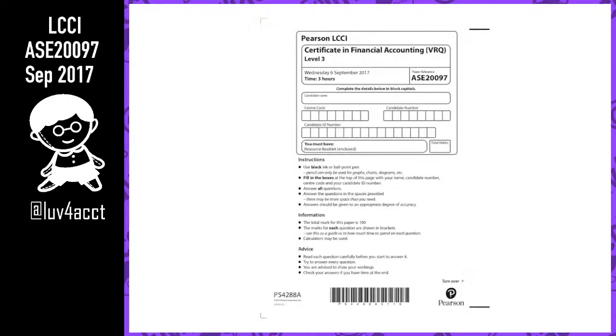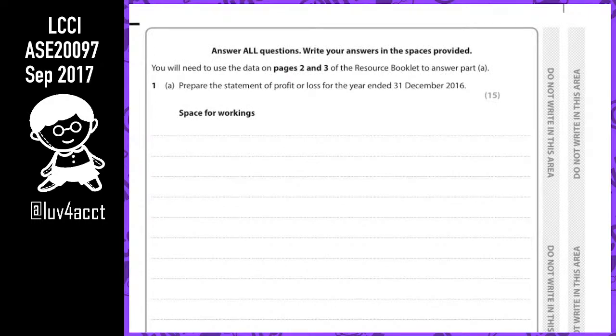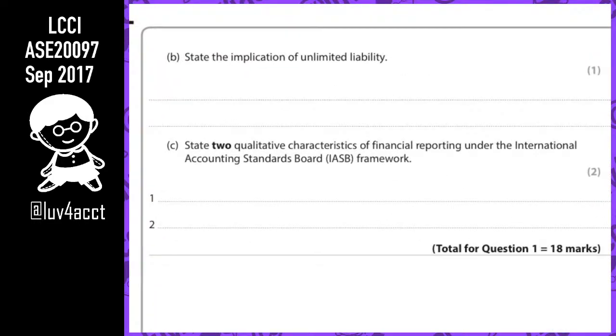Let me check that I am on the correct paper. Yes, because usually you won't have the statement of profit and loss account in the first question. Anyway, 15 marks. Prepare the statement of profit or loss, and also state the implication of unlimited liability.